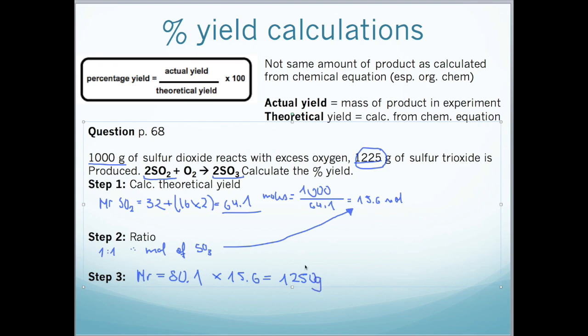And then in order to get the percentage yield, we do actual yield, which is 1,225 grams. We divide that by the theoretical, which is 1,250, and we multiply that all by 100, in which case we get 98.0%. So that is our percentage yield for this question.